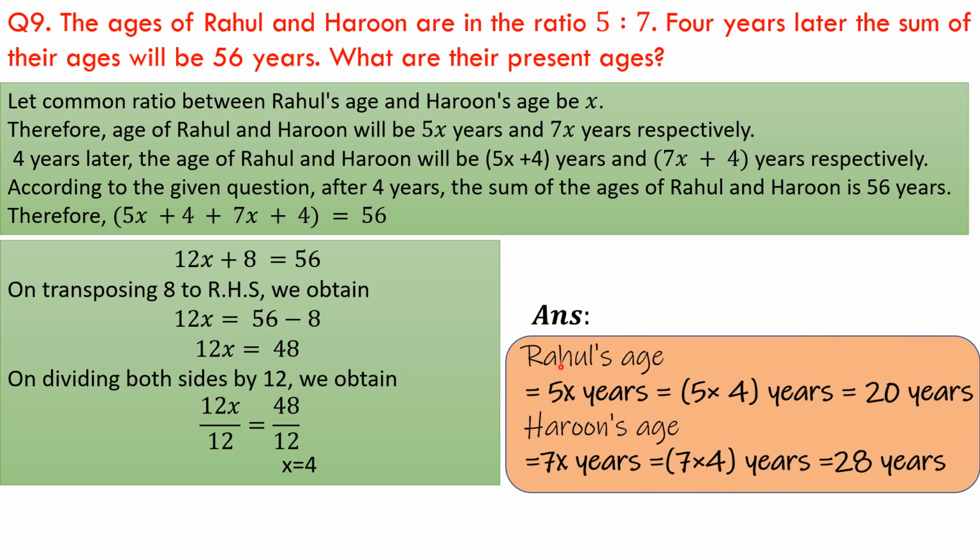अब हम x की वैल्यू पुट करेंगे तो हमें मिलेगा राहुल की एज 5 into 4 that is 20 years and Harun की age 7 into 4 equals to 28 years.